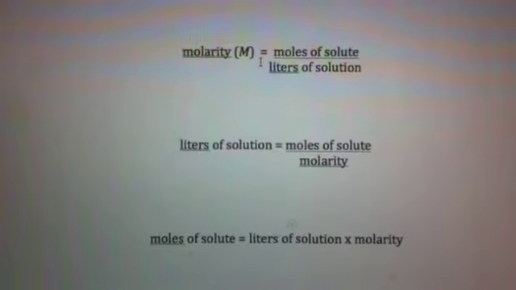Today I will be reviewing molarity. Molarity is defined as the number of moles of solute per liter of solution. As you may recall, the solute is a substance that is dissolved in the solvent.